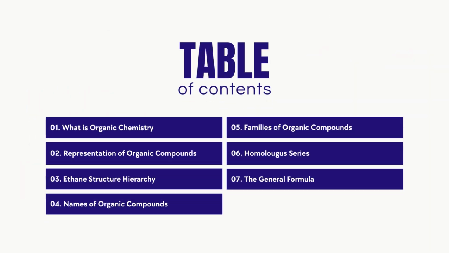What exactly are organic compounds and how do we draw them using different types of formulas? Then, we'll learn the secret language chemists use to name these millions of molecules. And finally, we'll discover the simple general formulas that help us predict what a compound is made of, just by looking at its name.